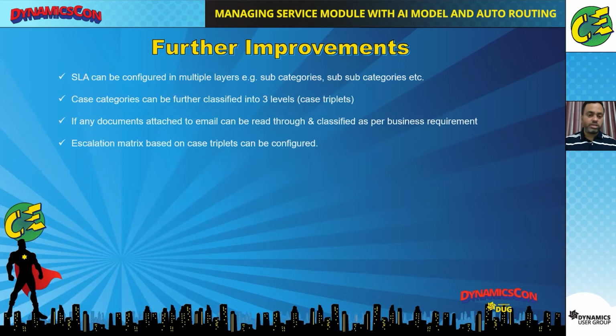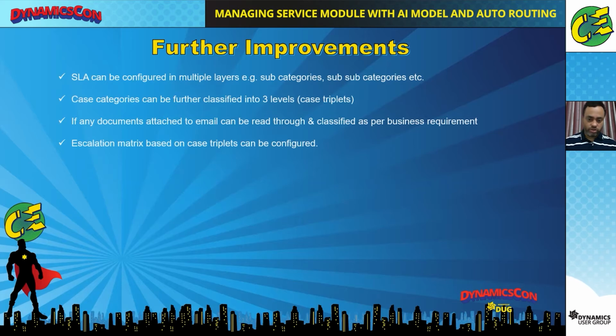It's a case triplet. And then if any documents are attached to an email, they can also be read through and classified as per business requirement. Any documents we want to route to the respective team, or we want to classify certain documents, that's also possible. So this is again a further improvement we can do.